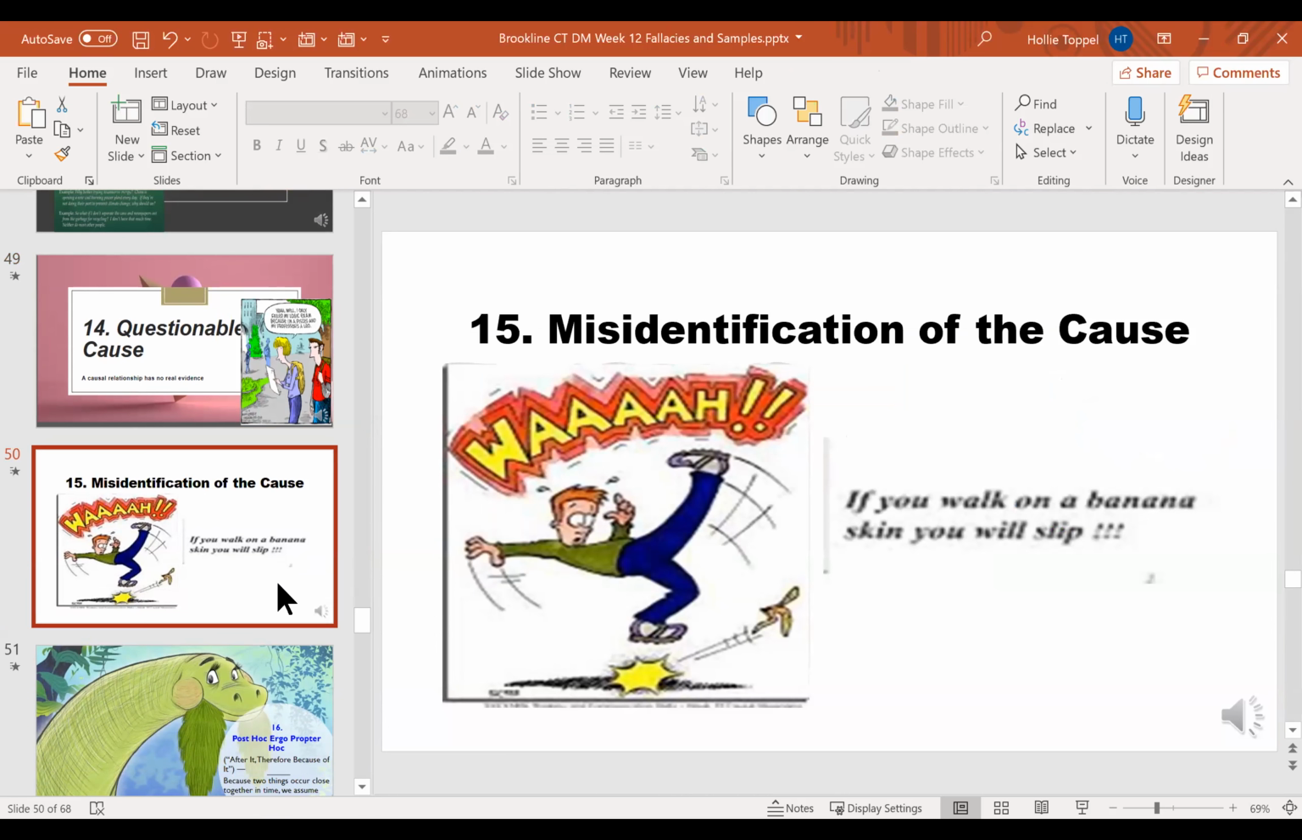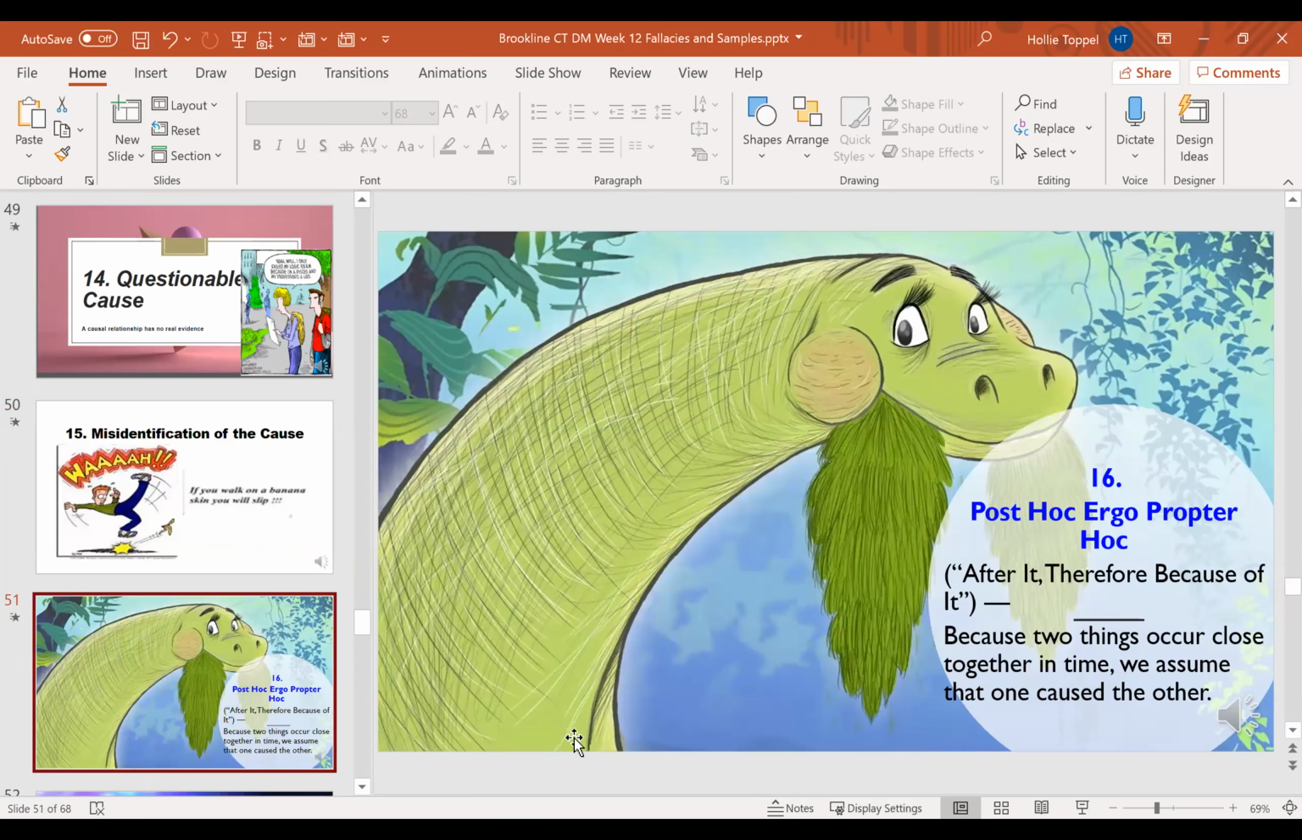You misidentify the cause. If you walk on a banana skin, you will slip. Okay, why is that misidentifying the cause? Well, it's not really the banana's fault. Maybe you didn't have your balance. Maybe you're intoxicated. Maybe you were carrying a lot of boxes. So you're misidentifying the cause. Post hoc ergo propter hoc. This is after it, therefore because of it. When two things occur close together in time, we assume one caused the other.